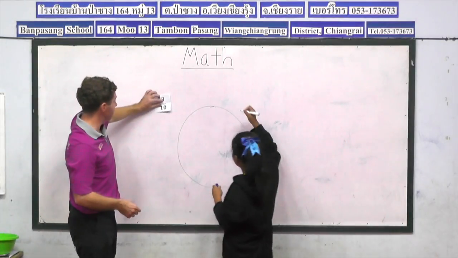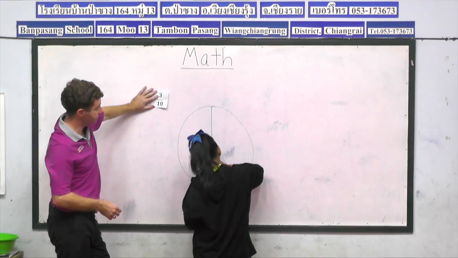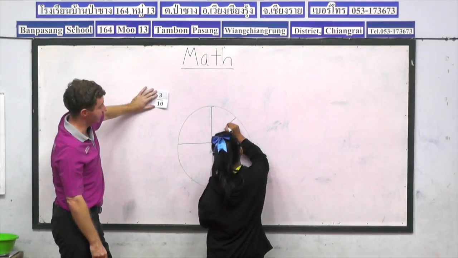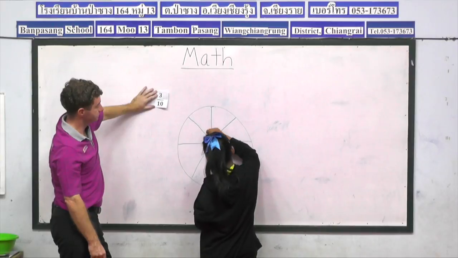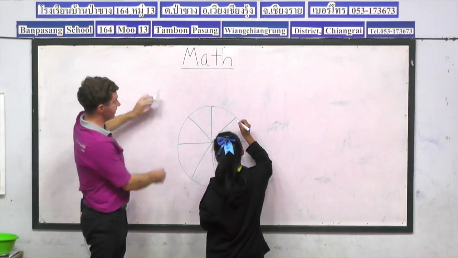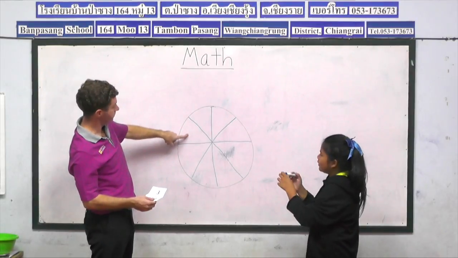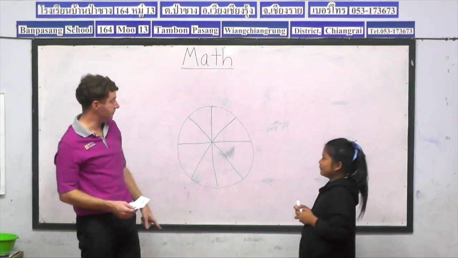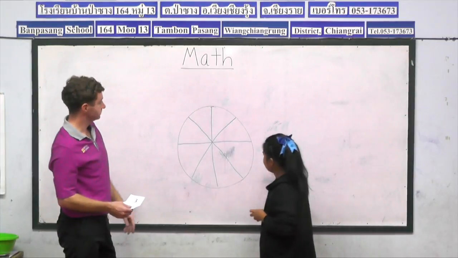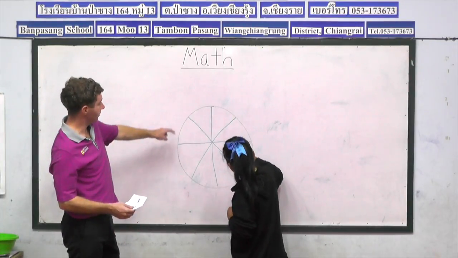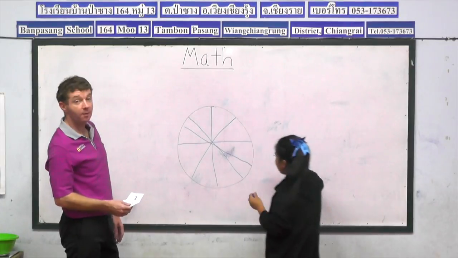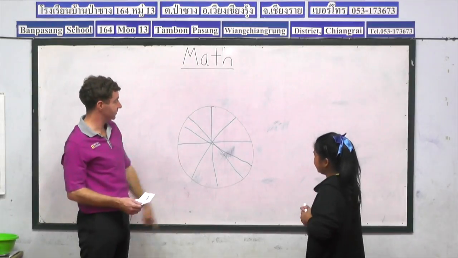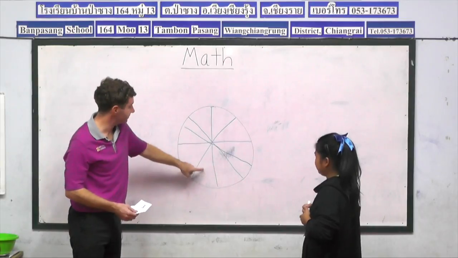So first of all, we need 10 parts. So half, half again, and then we can divide them in. Excellent. Okay, now let's stop for one moment. How many parts do we have now? 1, 2, 3, 4, 5, 6, 7, 8. So that means we need another line here, going right the way through. How many parts do we have now? 1, 2, 3, 4, 5, 6, 7, 8, 9, 10.